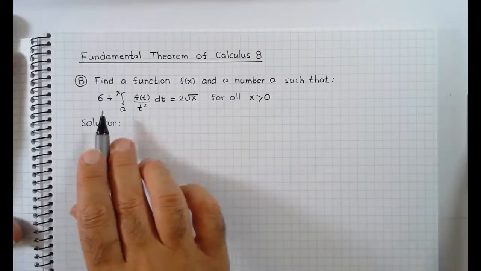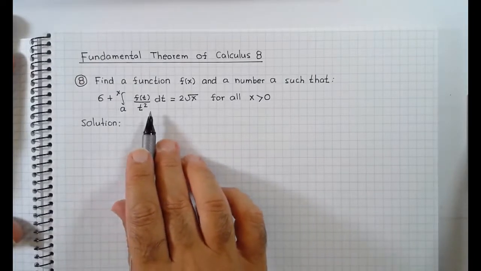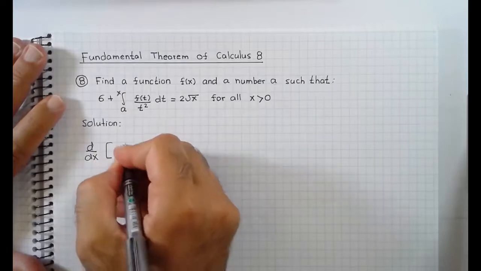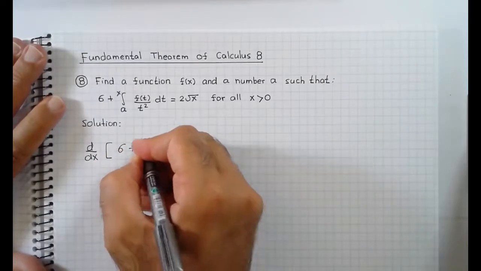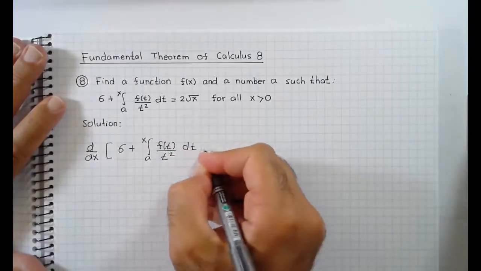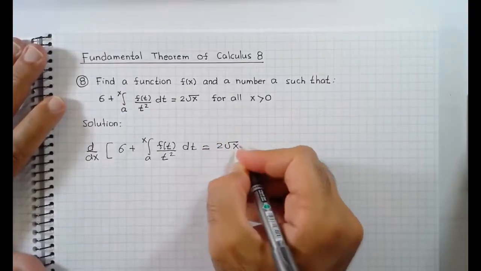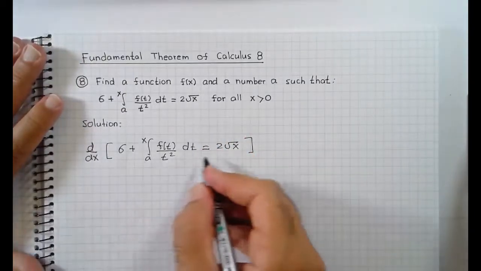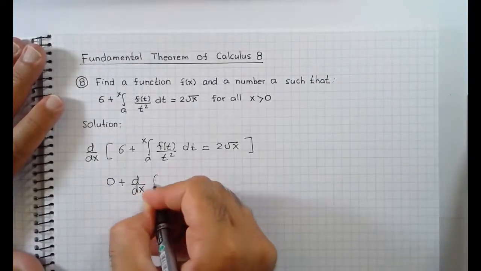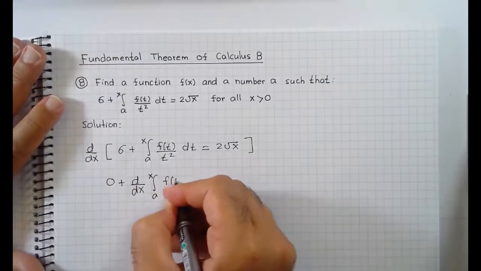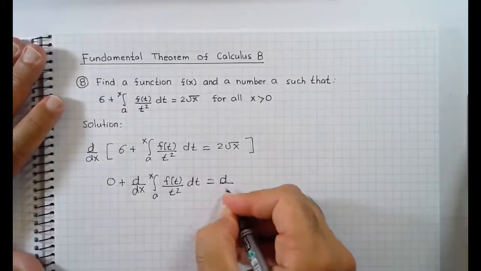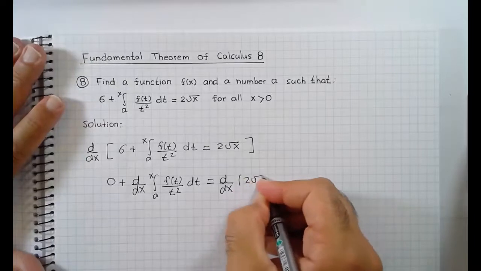Since we have an integral here, it's logical to differentiate both sides and apply the fundamental theorem of calculus. So we have d/dx of 6 plus the integral from a to x of f of t over t squared dt is equal to 2 root x. Differentiating both sides, the derivative of 6 is 0 plus d/dx of the integral from a to x of f of t over t squared dt is equal to d/dx of 2 root x.